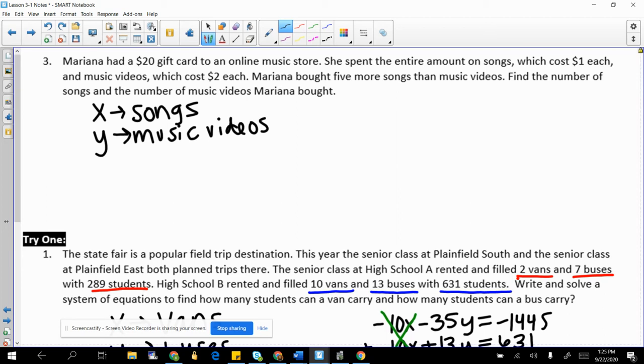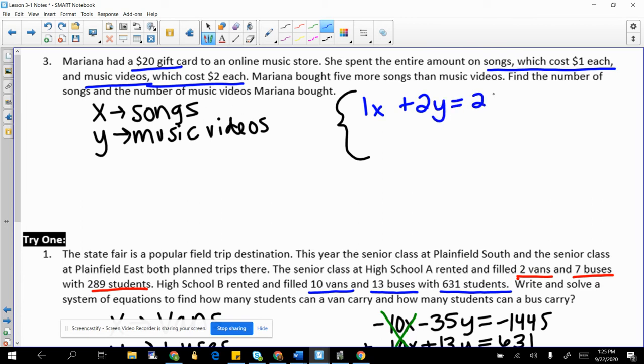Cool. So let's go ahead and write our equation, or our system of equations. So first of all, let's put songs are $1 each, music videos $2 each, and she has a $20 gift card. So let's write that as 1x plus 2y equals 20. That's how much she can spend.